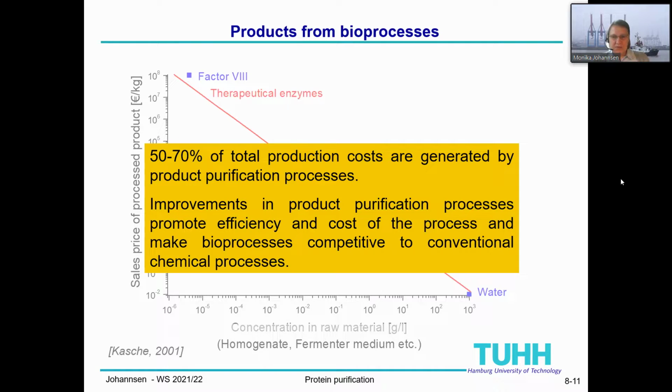So in general, 50 to 70% of the total production cost in bioprocesses are generated by the product purification processes. It means if we can improve the product purification processes, these would promote the efficiency and the cost of the process, and in the end make bioprocesses more competitive to conventional chemical processes.